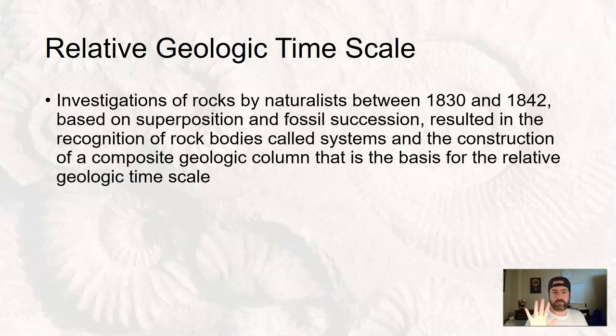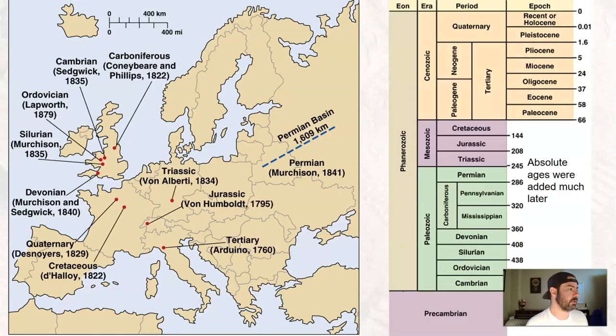So there, after the work of William Smith and the recognition of fossil succession and superposition, investigation by naturalists in Europe in the 1800s resulted in the recognition of different rock bodies called systems and the construction of a composite geologic column that is the basis for the relative geologic time scale. Here's what I mean by that.